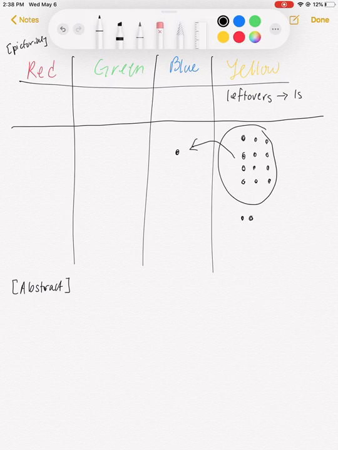Okay, so we have 1 1 base 12, 1 2 base 12, 1 3 base 12, 1 4 base 12, 1 5 base 12, 1 6 base 12, 1 7 base 12, 1 8 base 12, 1 9 base 12, 1 10 base 12, 1 11 base 12, 1 12 base 12. So there's no 1 12 base 12. That's actually the same as 2 0 base 12. Okay, so you guys get the idea, I'm hoping, and that this is the leftovers.